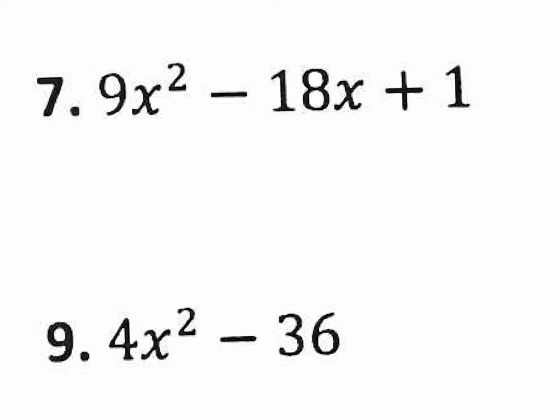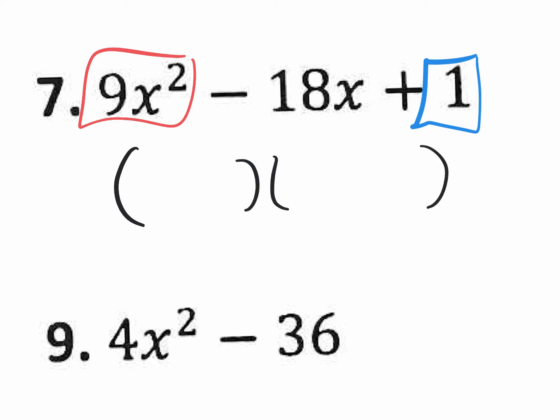It's definitely a perfect square. We could square root this first one, and we could square root this back one. Let's do that. Square root of 9x squared is what? 3x. Square root of 1 is 1. Now, I need my final distribution to be 1 times 1 to give me a positive 1, right? So either they're both positives or they're both negatives, right?